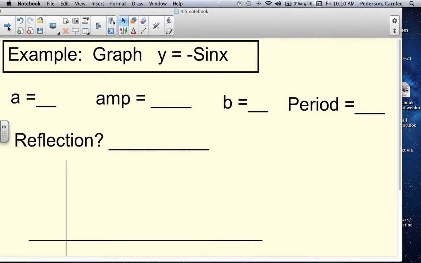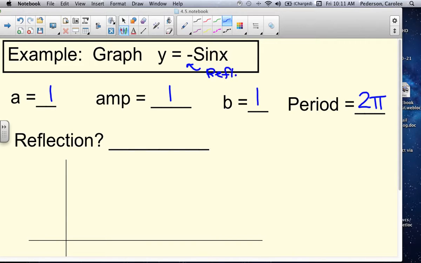All right. This one will go fast. I want to introduce what happens if you have a negative sine function. We just talked about a negative cosine, so everything else is the same as the parent function. So this will go quick. Amplitude is 1, b is 1, so what's your period? 2 pi over 1, which is 2 pi. Is there a reflection? Yes, there's a negative a right there. This tells me I have to reflect it.